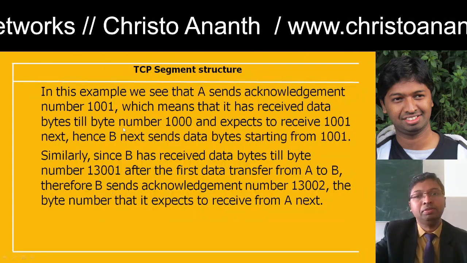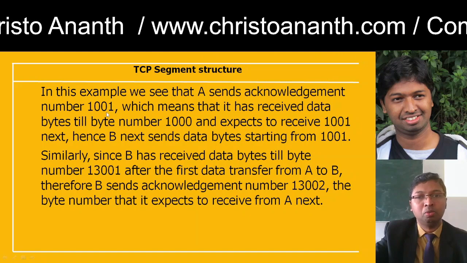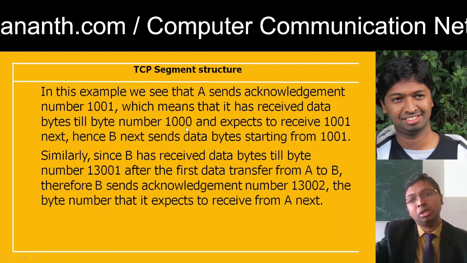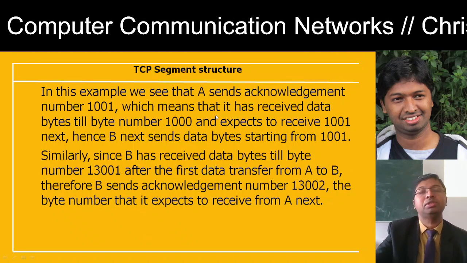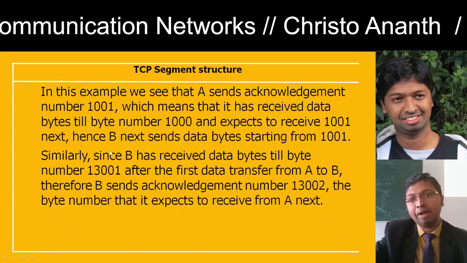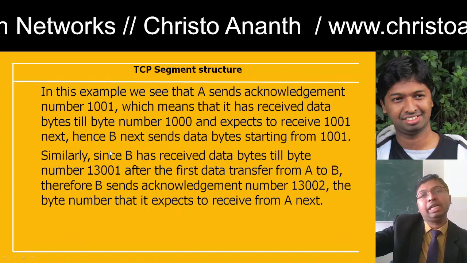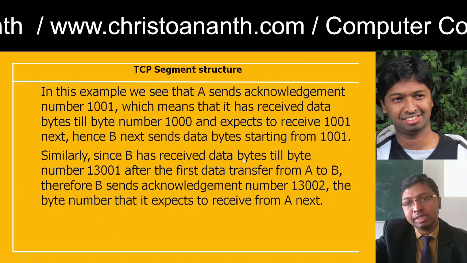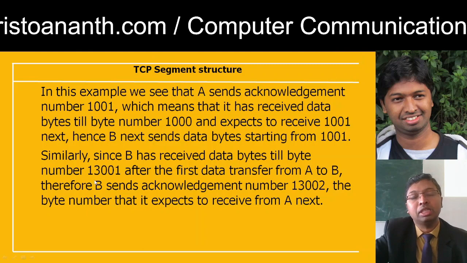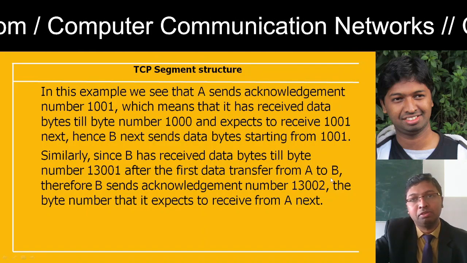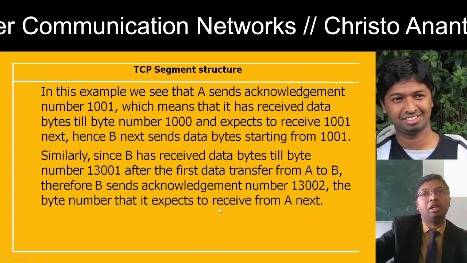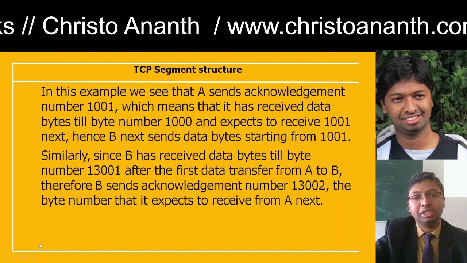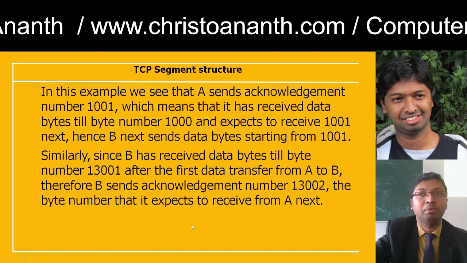So here, if you can see, A is going to send an acknowledgement number 1001, which means that it has received the data bytes till the byte number 1000, and afterwards it will be expecting to receive 1001. Then afterwards, B is going to send the data starting from 1001. So this from 1000, this from 1001. Similarly, since B has received data bytes till the byte number 13001 after the first data transfer from A to B, B is going to send an acknowledgement after receiving 13001. It will be sending 13002. So that's the byte number that it is going to expect to receive from A next.